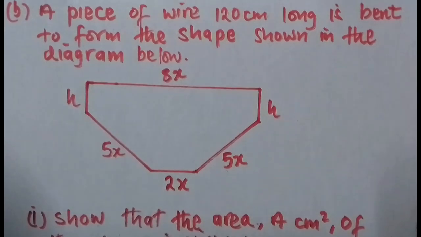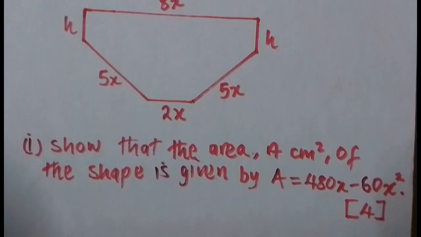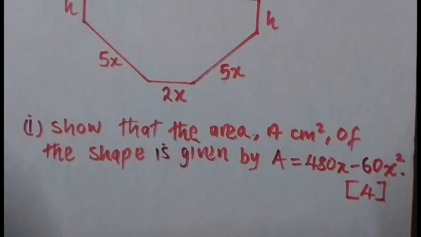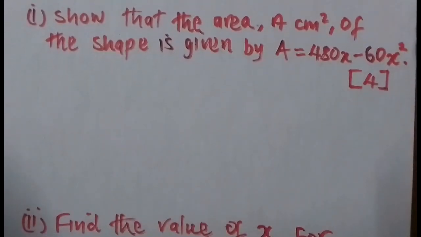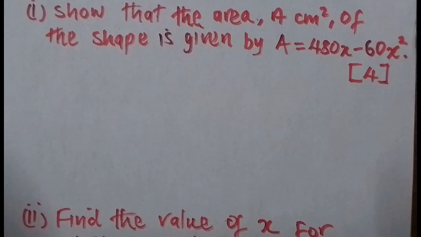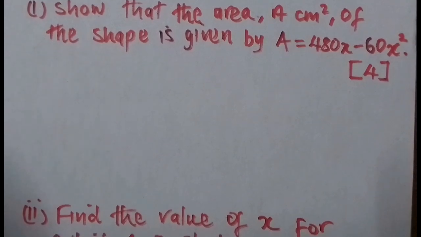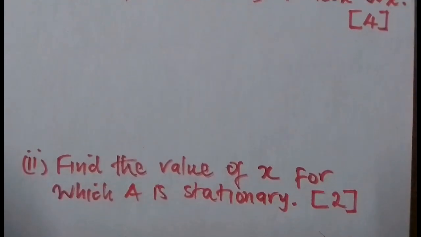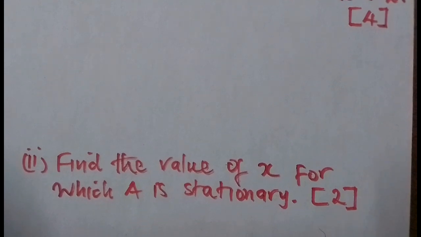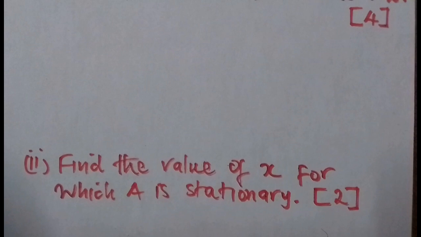So now let's check the questions. The questions are as follows. Show that the area A centimeter square of the shape is given by A is equal to 480x minus 60x squared. So that is 4 marks for that part. And then the last part we are going to work out as the following information, which is Roman numeral two, to find the value of x for which A is stationary.